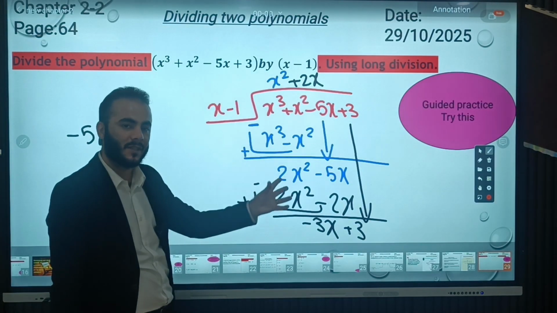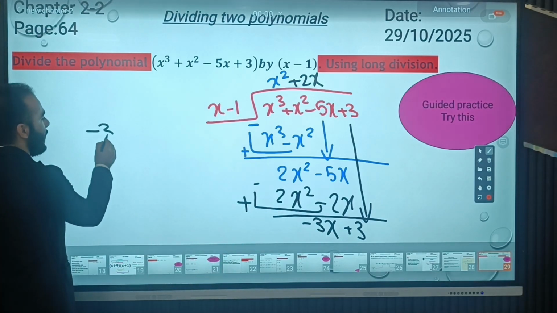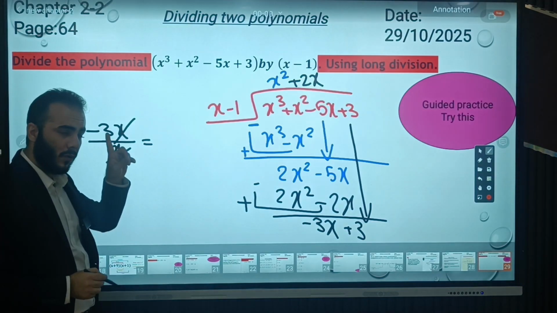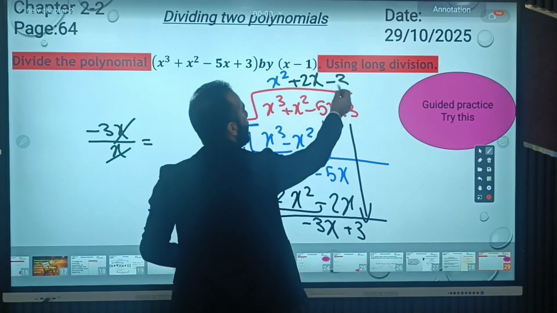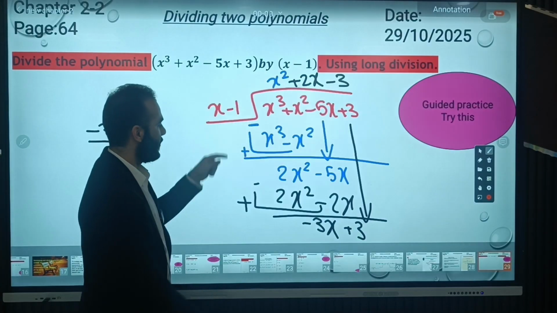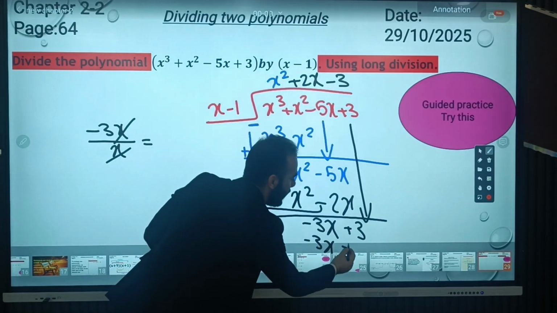Right now, repeat the steps. Negative 3x divided by x. The x's are going to cancel each other. Only negative 3 will remain. So right now, multiply that negative 3 by the whole divisor. Negative 3 times x, negative 3x. Negative 3 times negative 1, plus 3.